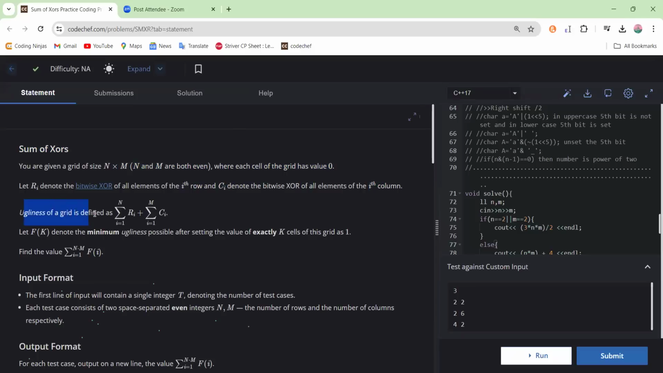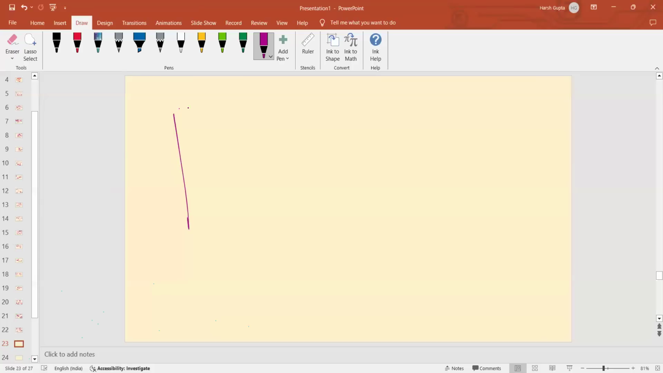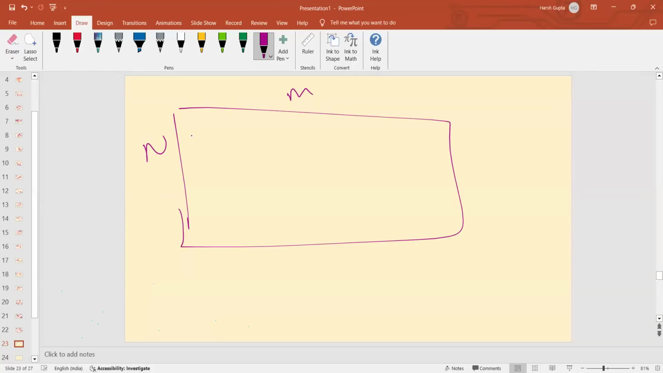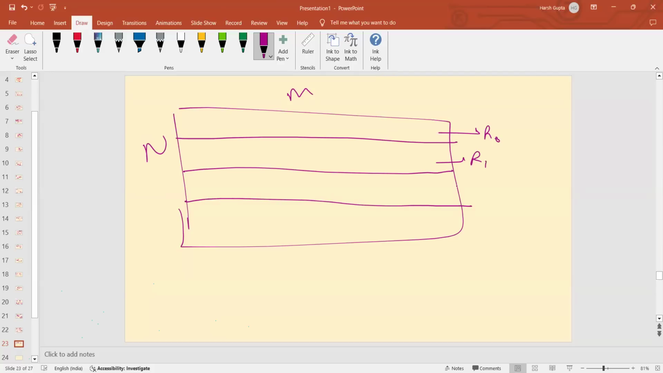So the ugliness of the grid is defined as the summation of Ri for i equals 1 to n plus the summation of Ci for i equals 1 to m. So what ugliness is saying is that if you have a grid of size n cross m, you calculate the XOR of the first row, say it as R0. You calculate the XOR of the second row, say it as R1. The XOR of elements in the third row, say it as R2, and so on up till Rn.